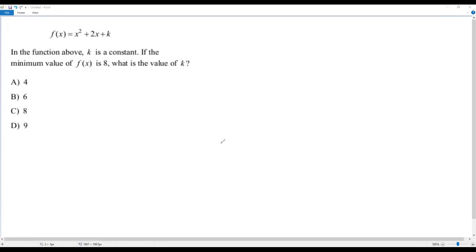Here we have a SAT math problem. Okay, let's go to the question. f of x equals x squared plus 2x plus k. In the function above, k is a constant. If the minimum value of f of x is 8, what is the value of k?